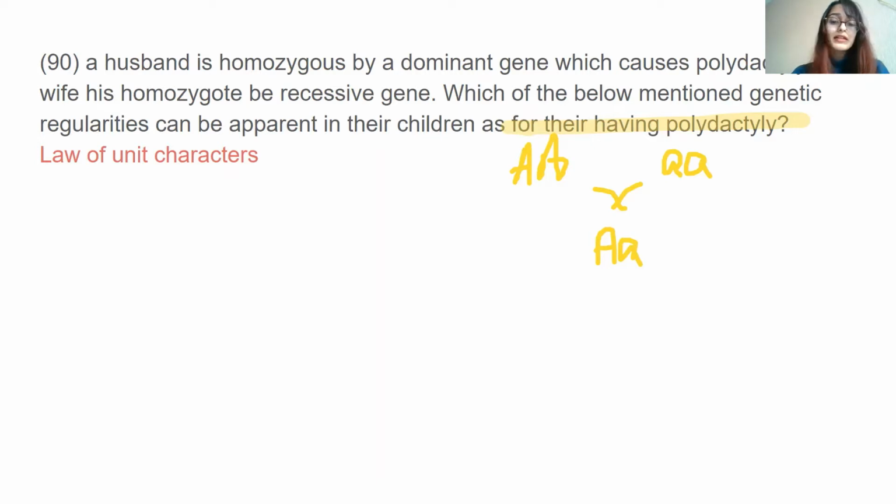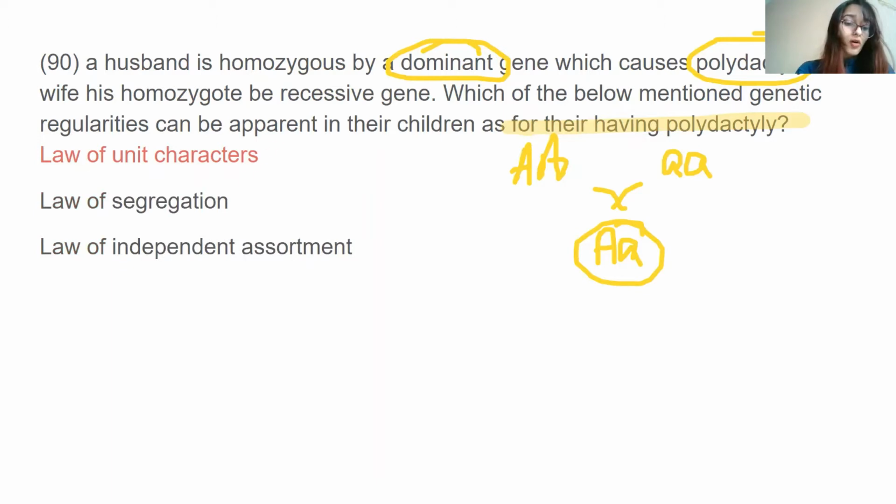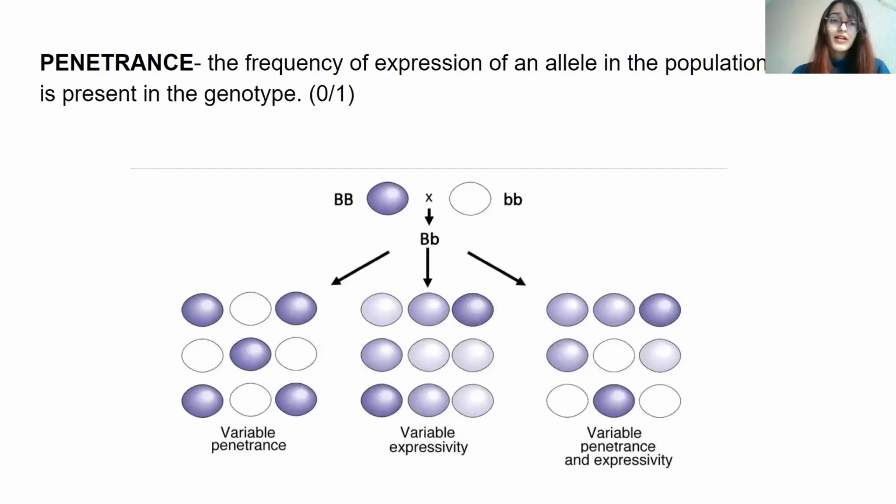They have already mentioned that polydactyly is caused by a dominant gene, and when we do a cross between this husband and wife, all of them will inherit a capital A and small a, and capital A is dominant, and this will result in all of them having polydactyly. So this is what Krok mentions as the law of unit characters or law of dominance. And these were the other options. They are not talking about gamete formation, or about two genes. So very easy. Moving on to penetrance and expressivity.